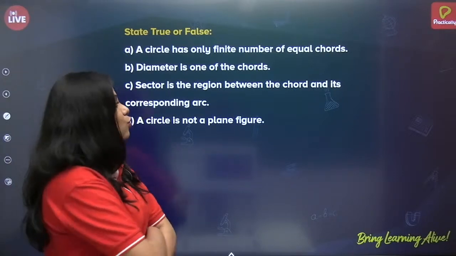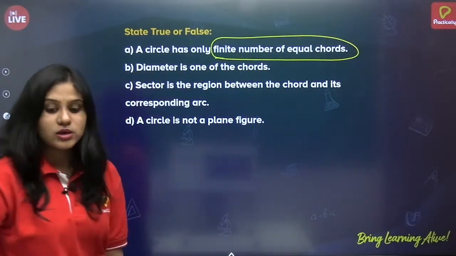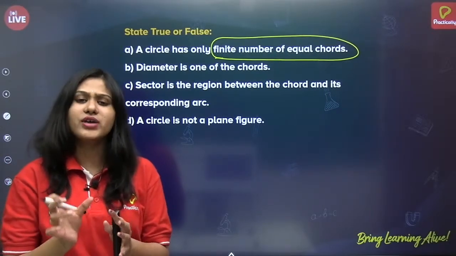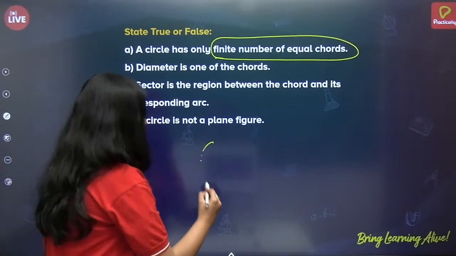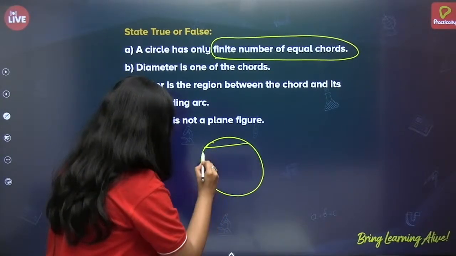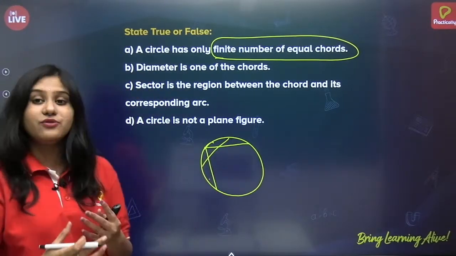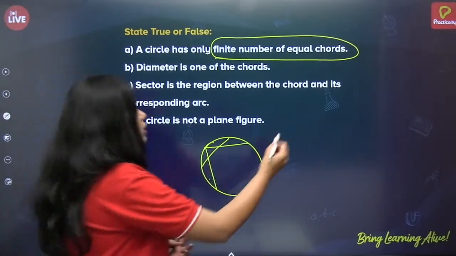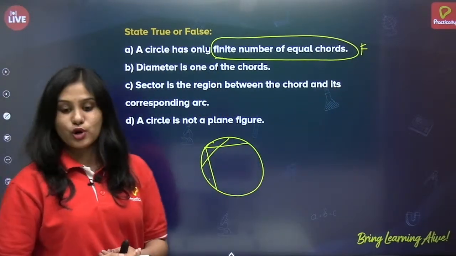Okay. So, what is meant by finite number of equal chords? It is, we'll have maybe a fixed number of equal chords, but no, right? Given a circle, I can draw any number of equal chords. If I draw this, this is an equal chord. If I draw this, so there are infinite number of equal chords. So this is false.